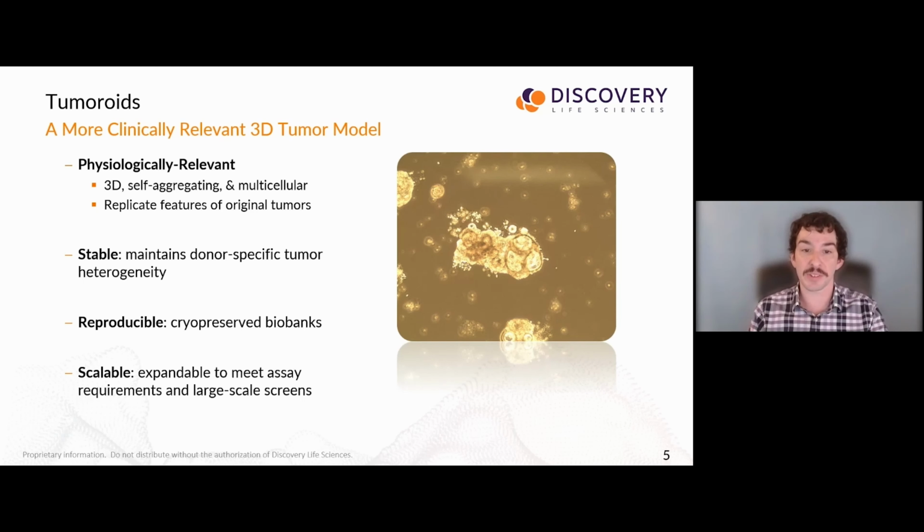And as we've established, a major cause of failure in clinical trials stems from inadequately predictive preclinical model systems, which do not accurately replicate human tumor biology. So let's compare tumoroids to some of those models we talked about and see just why they're becoming such a valuable tool in cancer research.